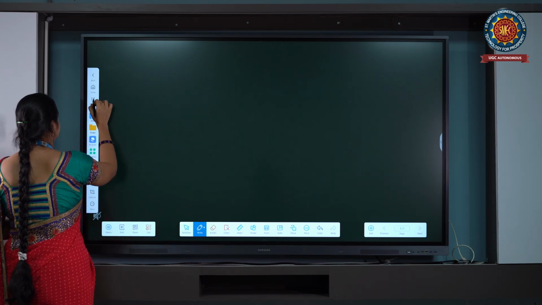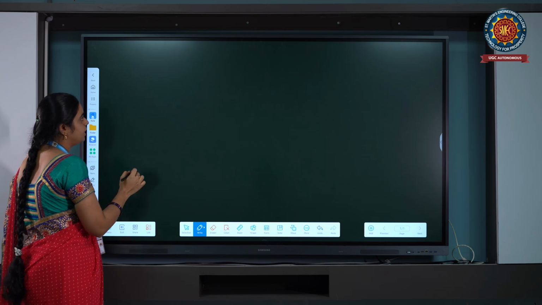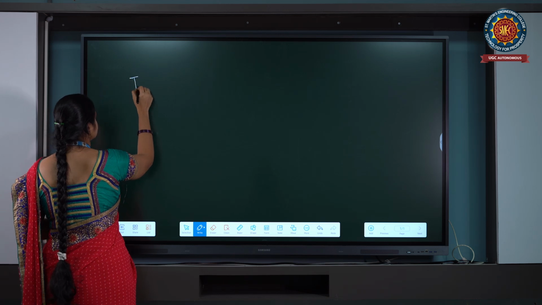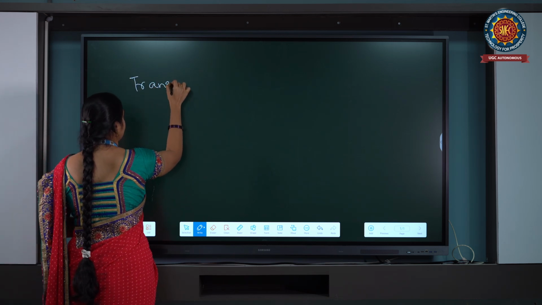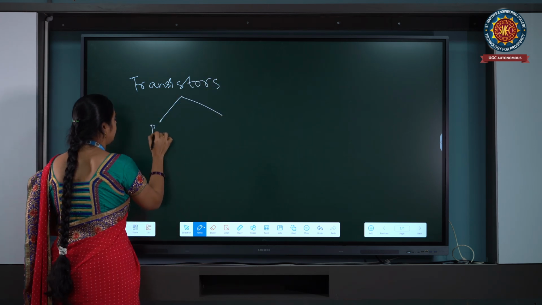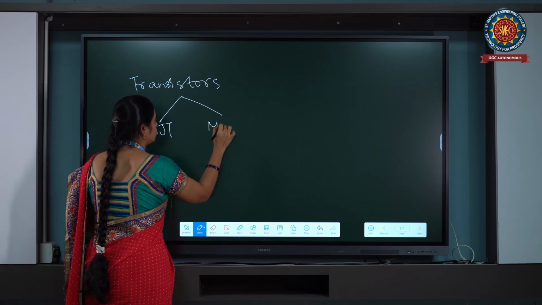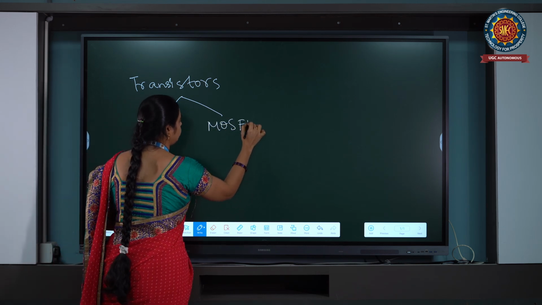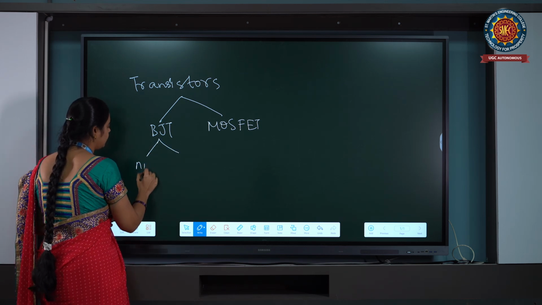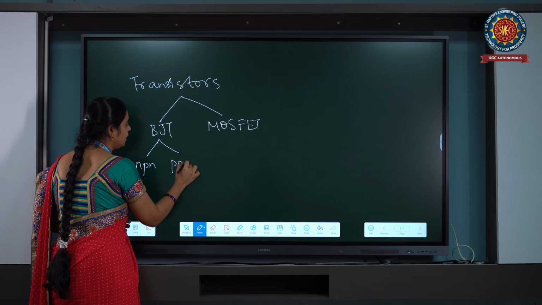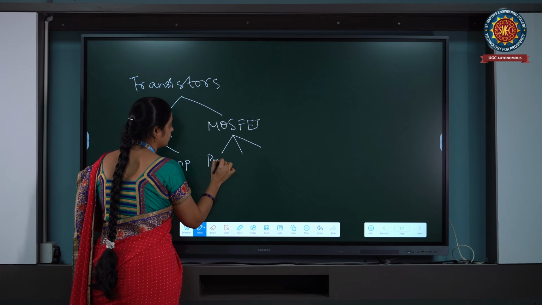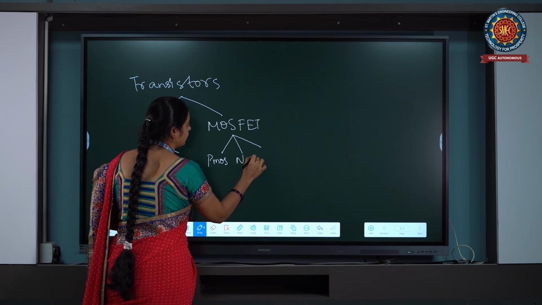Different types of ICs we have seen earlier, and now let us see different types of MOSFETs. Coming to the types of transistors which we can fabricate on an IC, basically transistors are of two types, BJT and MOSFET. BJT refers to bipolar junction transistor and it is of two types, NPN and PNP. Coming to MOSFET, MOSFET is of different types like PMOS, NMOS and CMOS.